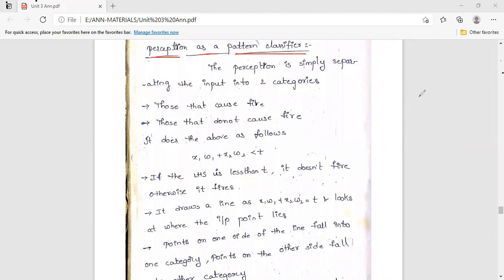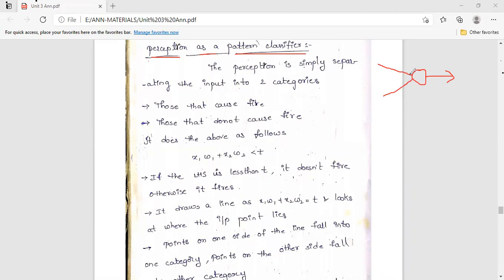A perceptron is a single neuron which performs some computations within it and produces some kind of output. This is called a perceptron here. It is going to perform the computations based on the given inputs.